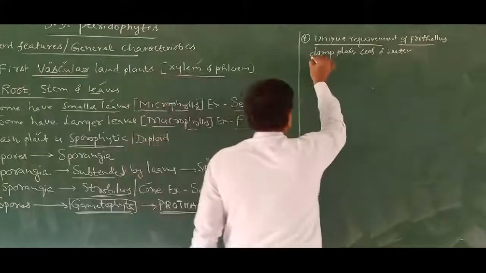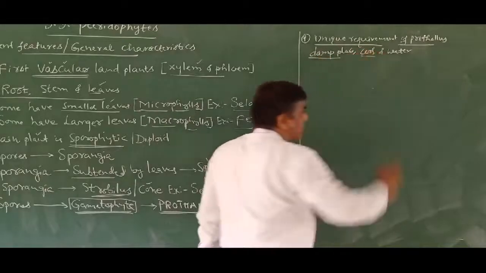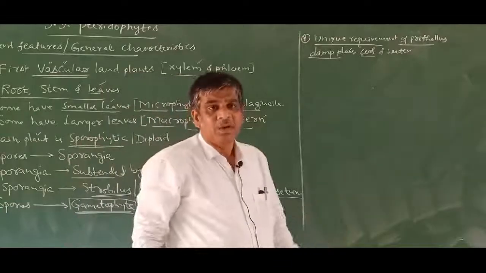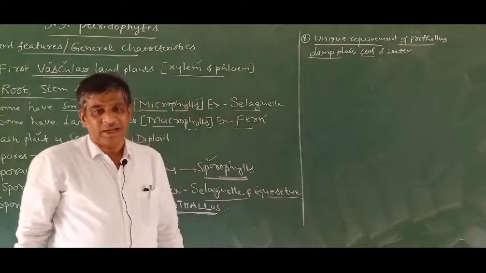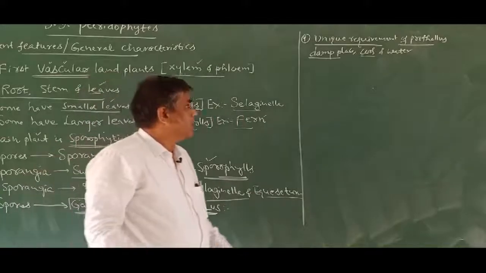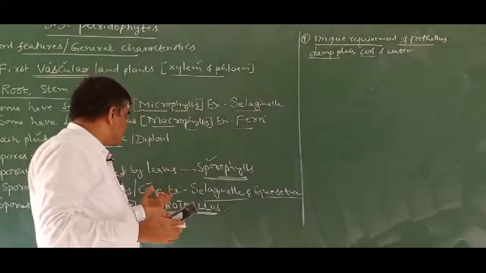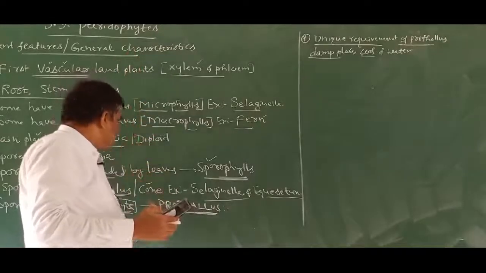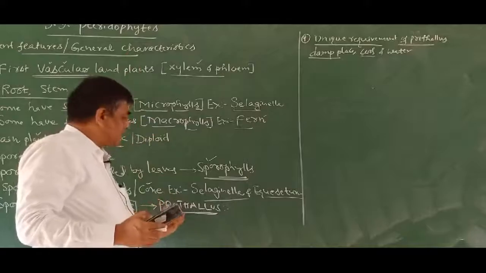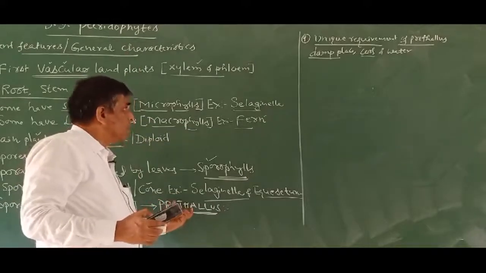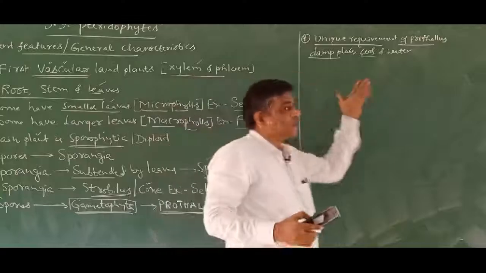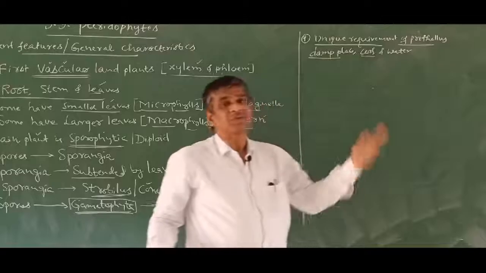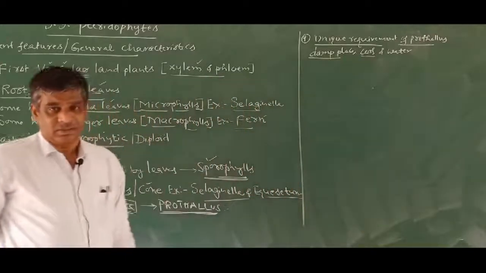Because of this specific and unique requirement of the gametophyte, the distribution of pteridophytes is very limited, restricted to a narrow geographical area. You have to understand the concept here. The plants will grow well, and when it comes to the gametophytic stage, the prothallus requires special conditions. When these conditions are available, the next process will continue and its life cycle will be continued.